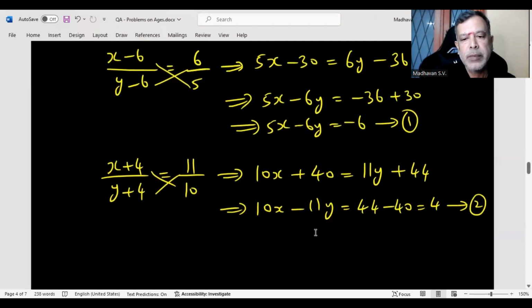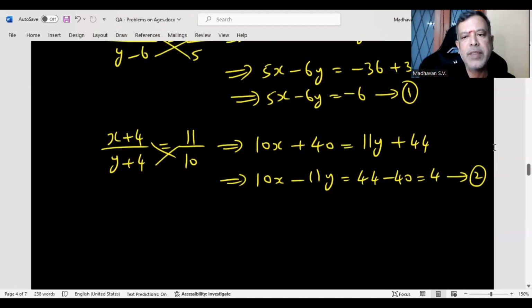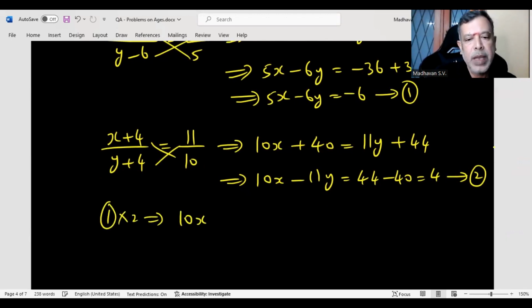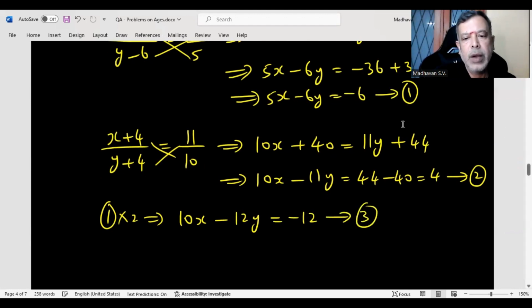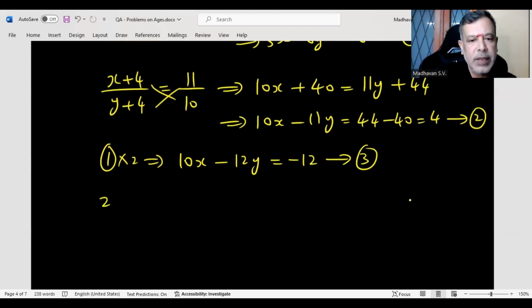Now we may notice here 5x is there, here 10x is there, which means I can multiply the first equation by 2 to make it 10x. So first equation multiplied by 2, we get 10x minus 12y is equal to minus 12. Consider this as third equation. Now, let us subtract second equation minus third equation.